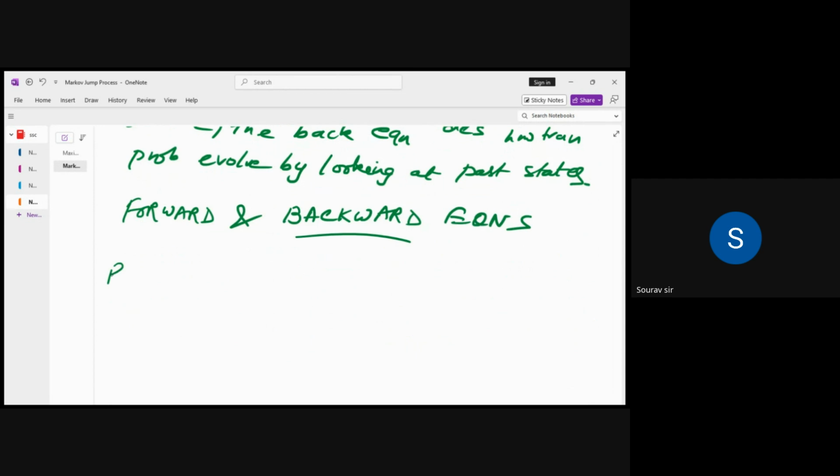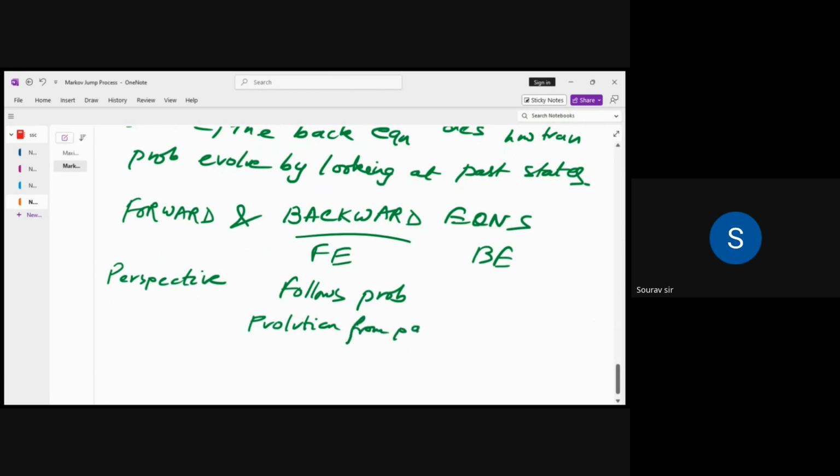first, what is the perspective for both? Here you have the forward equation and the backward equation. The forward equation follows probability evolution from past to future, and the backward equation looks from present to past. Obviously, backward. So it is going backward.